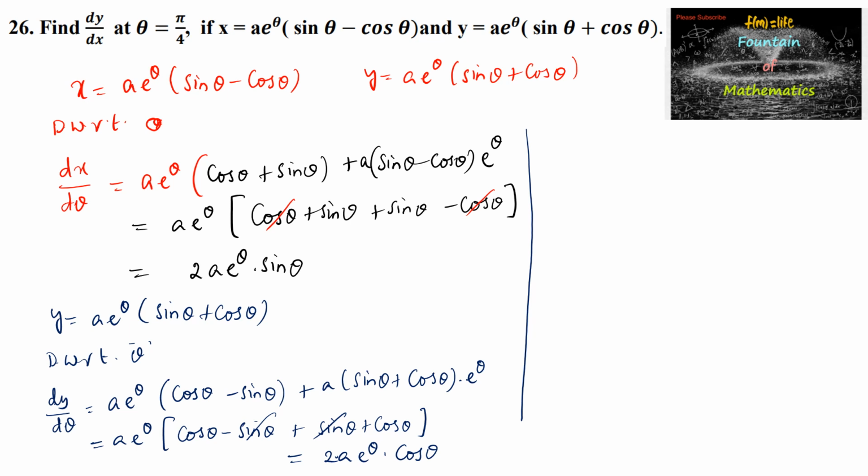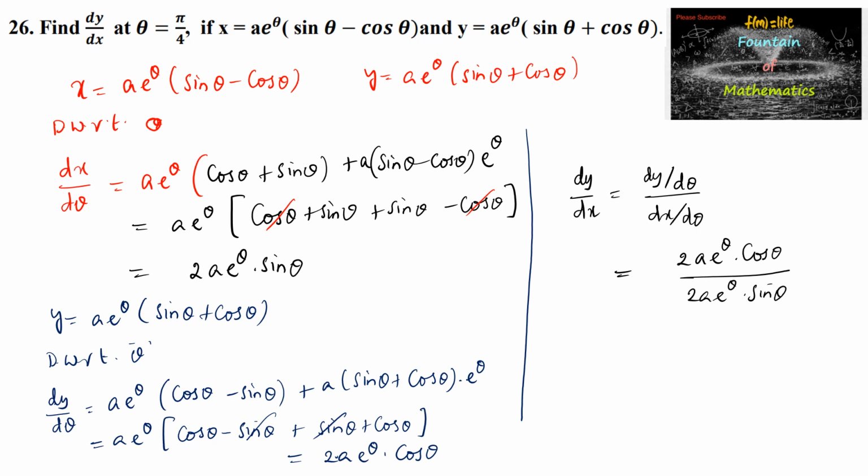And now we need to find dy by dx. So dy by dx we can write dy by d theta upon dx by d theta, which is equal to 2a e power theta into cos theta divided by 2a e power theta into sine theta. From 1 and 2, say this is 1, say this is 2. So we may cancel here 2a e power theta numerator and denominator, which is equal to cot theta.